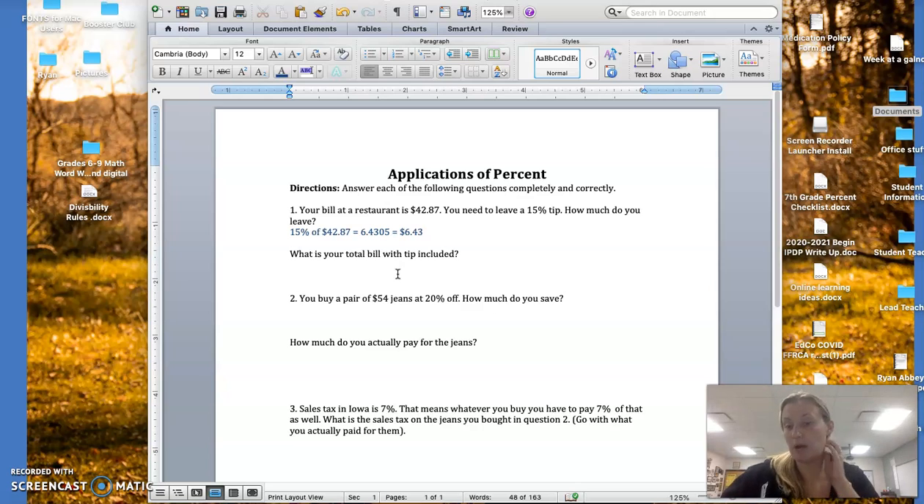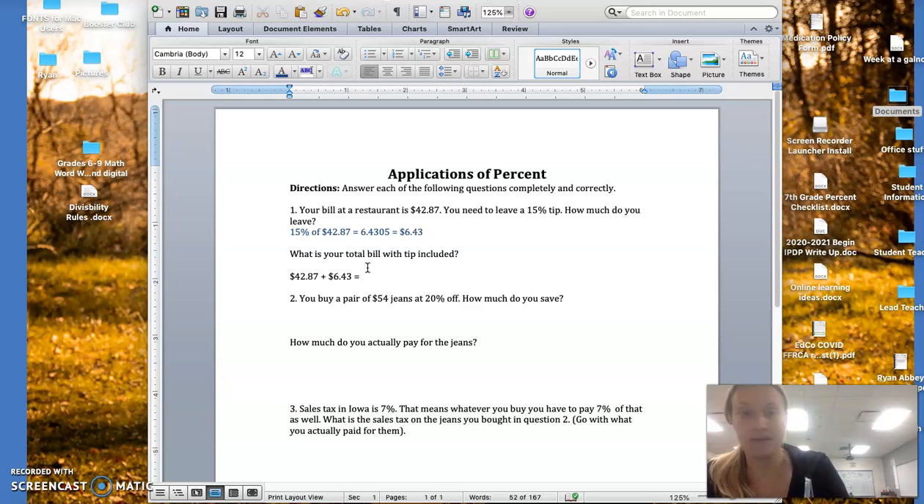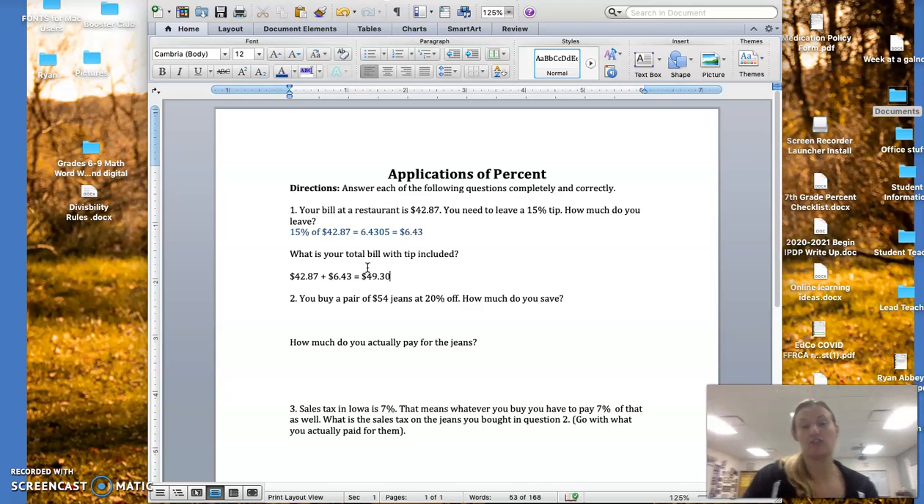A lot of times with our problems, we're not just going to be finding an amount, we're going to be finding a total. And so what we have to do is find our percentage amount, our part first, and then to get our total, we'll have to add them. So we have to pay the 42.87 for the dinner plus the $6.43 for a tip. If we add those together, we get $49.30. So that would be our total. That would be our final answer there.